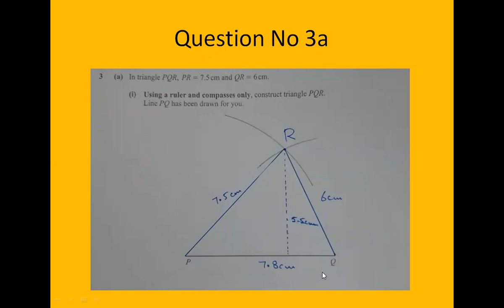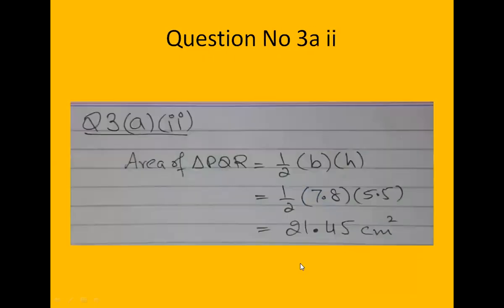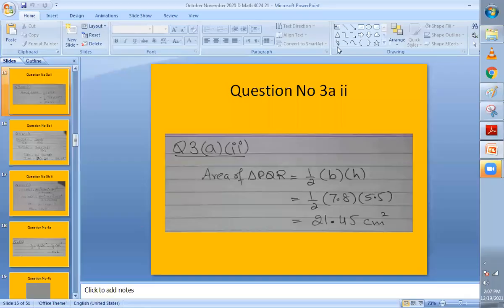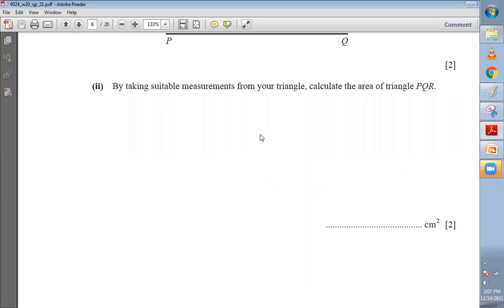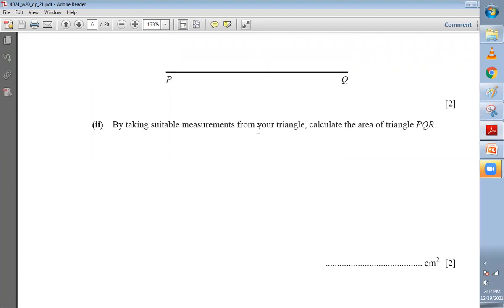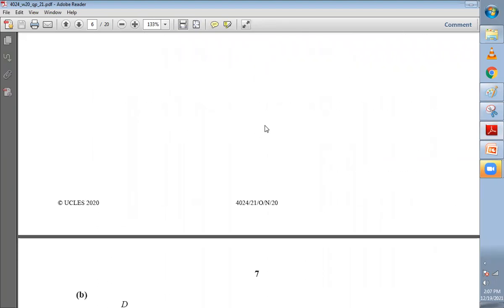That's 5.5 centimeter. This line, if you measure it, is 7.8 centimeter. So this is the height, this is the base of the triangle. So I can find the area of the triangle very easily: 1 by 2 into base into height. So here we see area of the triangle PQR is equal to 1 by 2 into base into height, that is 1 by 2 into 7.8 into 5.5, and that will be 21.45 centimeters square. So this is how you will find the area of that triangle. Now, that was the second part, and question number 3, A, second part, it was a 2-mark question.